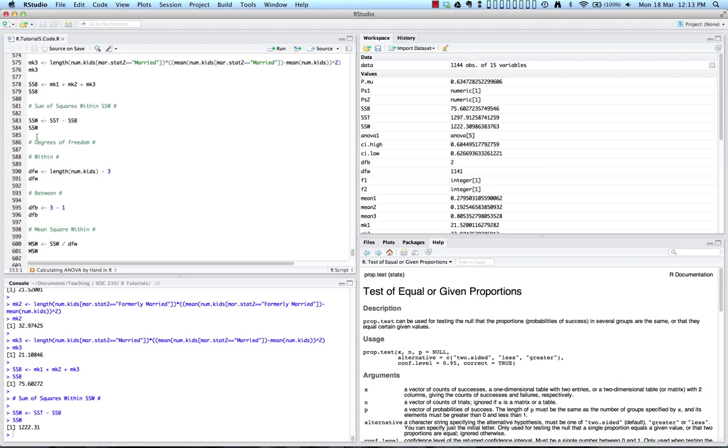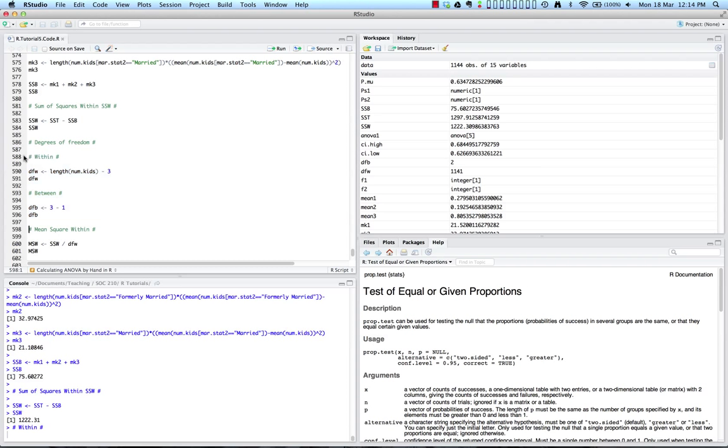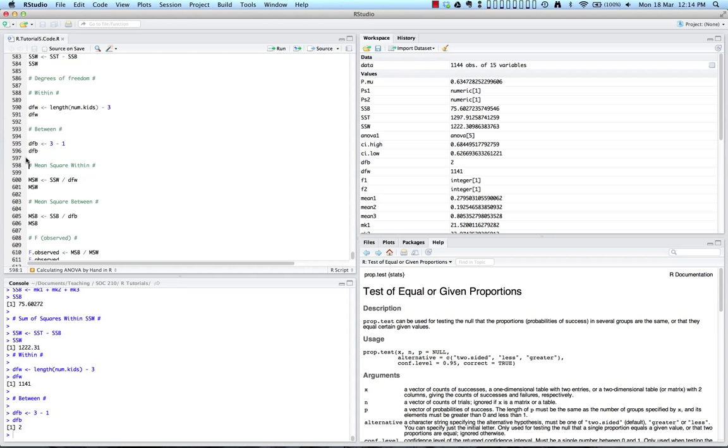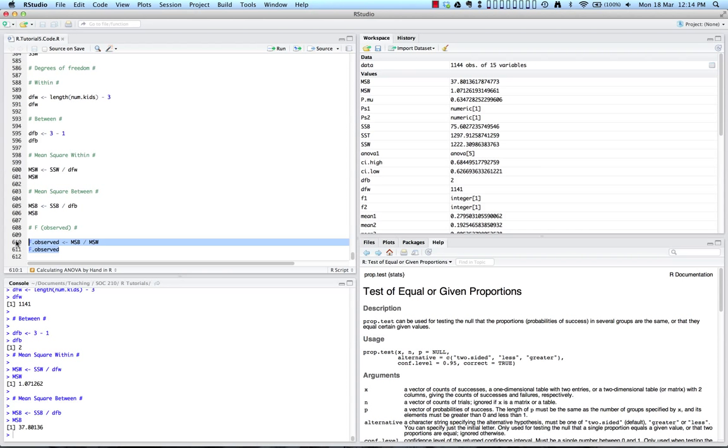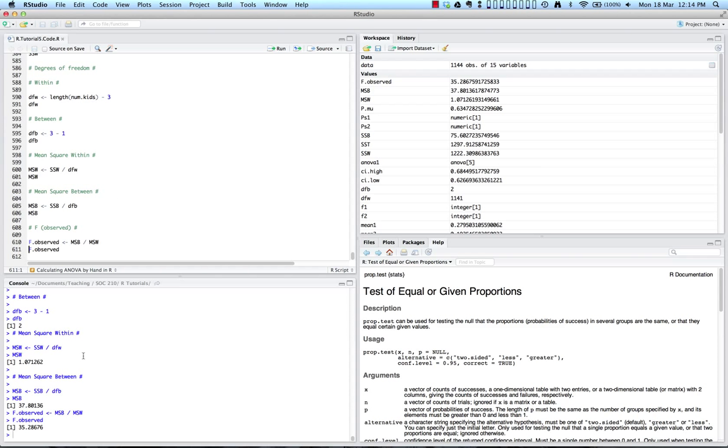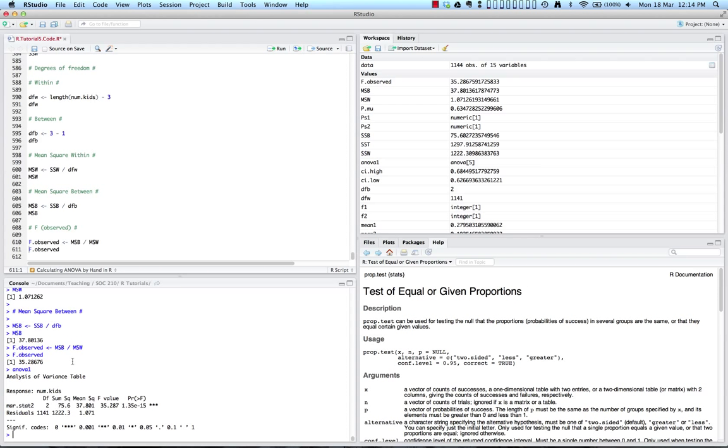Now we want to also calculate our degrees of freedom within and between, which we have already done, but we can do again here. Now we want to calculate our mean square within and our mean square between. Do that. And finally, we want to calculate our F observed by dividing our mean square between over our mean square within. And here we get a value of 35.28676. Let's call back our anova. And we see that our F values are very close to each other, as we just did here.